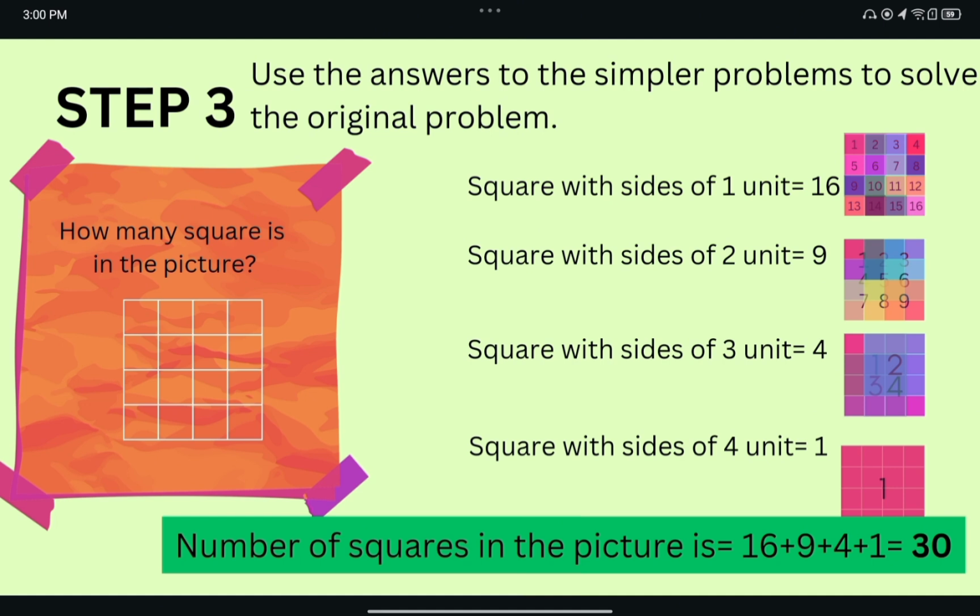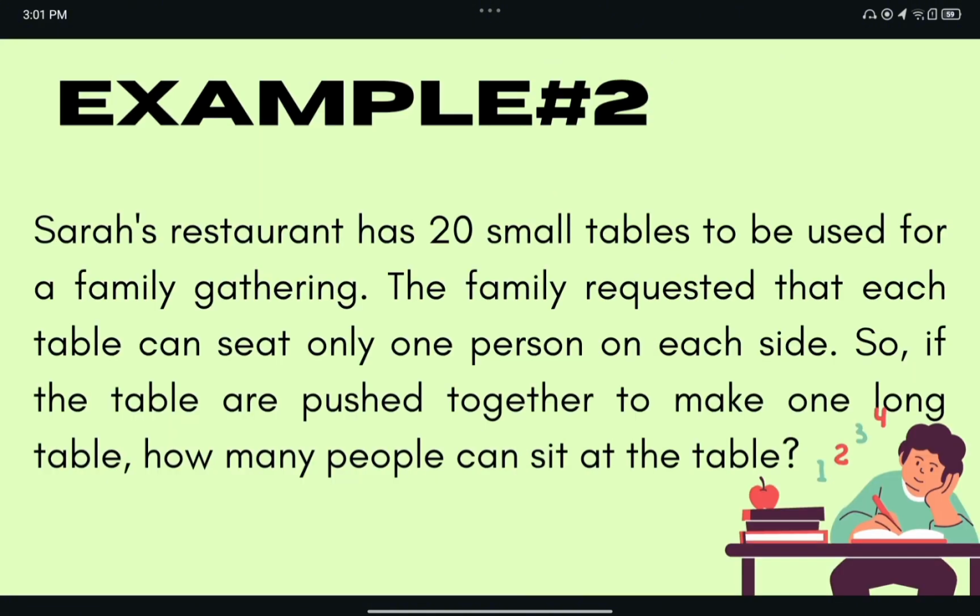From the start, I told you to pause the video. Was your answer correct? If it was correct, you are very good. And if it was wrong, that's okay because we have another example. So example number 2.